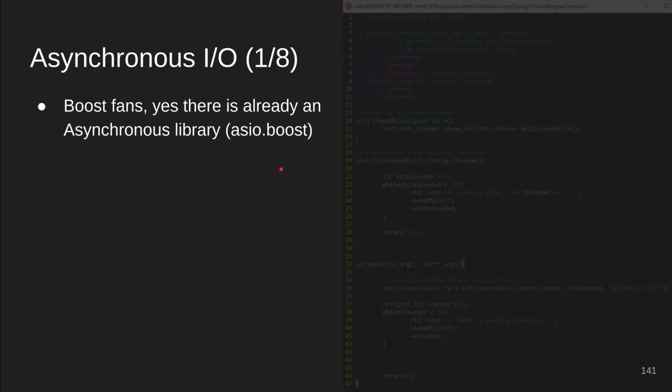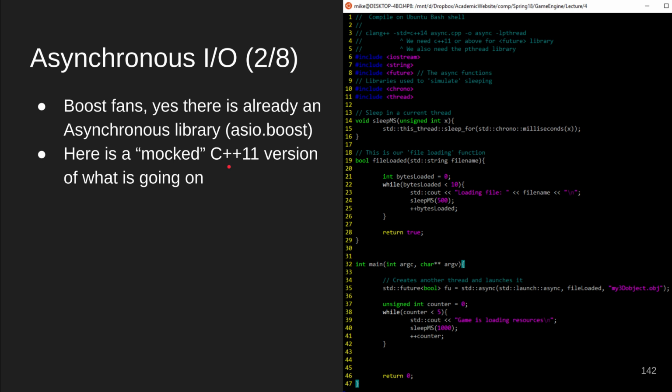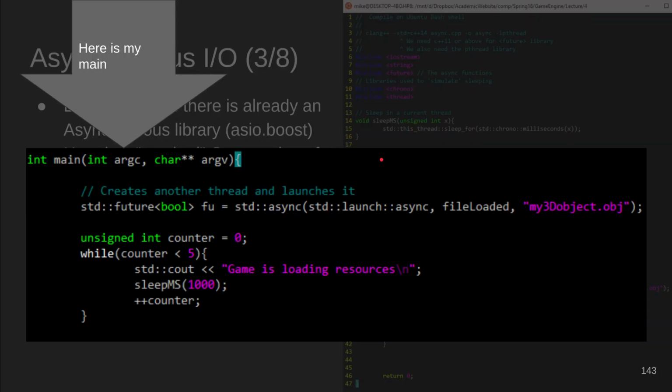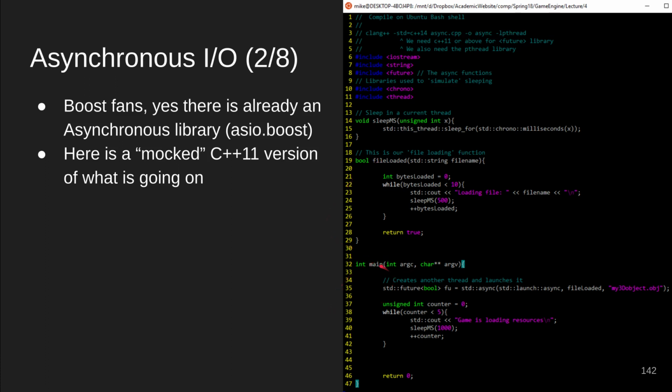Okay, so here's a quick asynchronous I/O example. You can do it in Boost, there's a library, but I'm just going to show you in regular C++, just to show you async. So here's a main program. It's got a function for file loaded, and then I've got a little sleep function. What this is going to do is start loading the resources even while the process sleeps. It's going to start loading the resources right away. There's a little loop here, and then this loop pauses automatically.